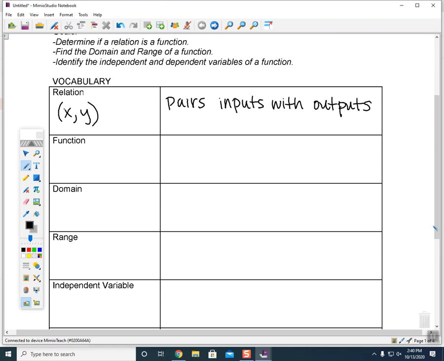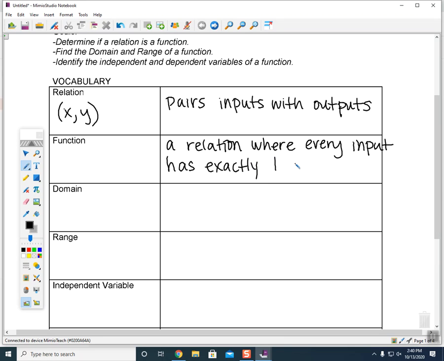A function, then, is a specific type of relation. So a function is a relation where every input has exactly one output. Okay, that means that every X value that I plug in corresponds to just one Y value. That is how we define a function.